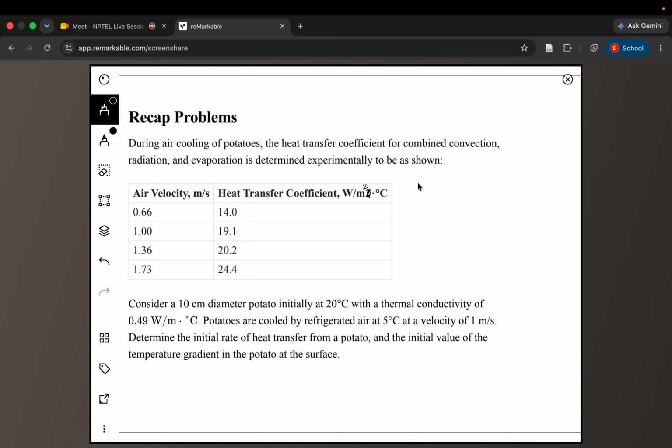So in this problem, we can assume the potato to be some kind of a sphere, which is not mentioned in the problem, but let's say the diameter is d, which is given. You're trying to cool this potato by keeping it in a refrigerator. The velocity of air in the refrigerator and the temperature are given to us, and we need to estimate the initial rate of heat transfer from the potato, as well as the initial value of the temperature gradient in the potato at the surface. So what would be the temperature gradient at the surface and what is the net heat transfer?